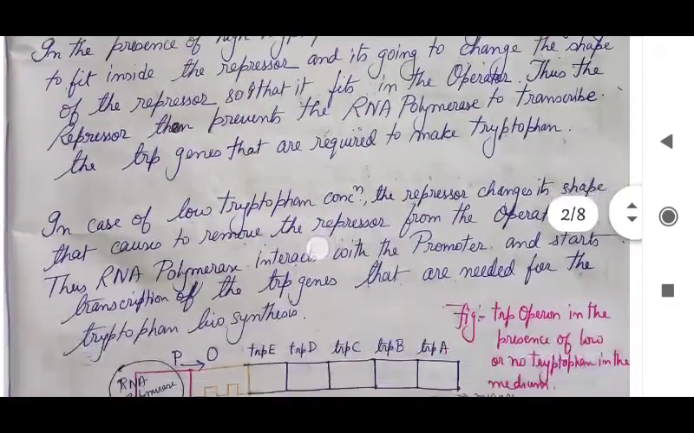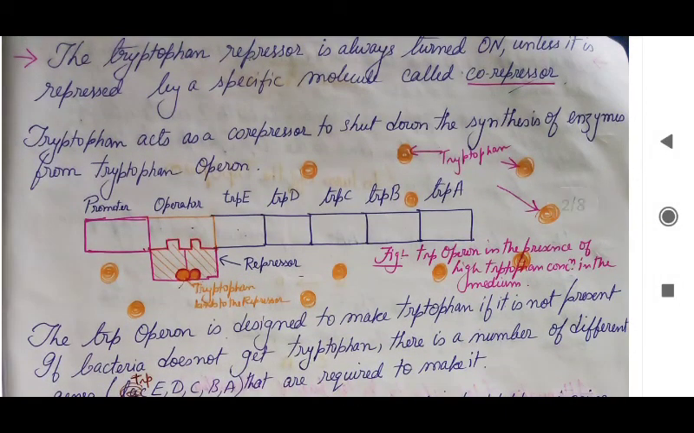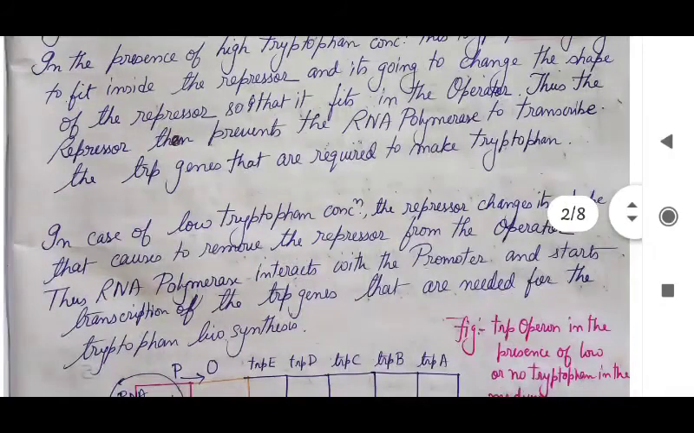So this is the first condition: if the tryptophan level is quite high, tryptophan itself acts as a co-repressor. Tryptophan binds to the repressor protein, the repressor changes its shape and binds to the operator, the operator acts as an on-off switch and turns off, so it prevents the RNA polymerase from binding and carrying out transcription of the genes needed for biosynthesis of tryptophan. This was the case of high tryptophan concentration.